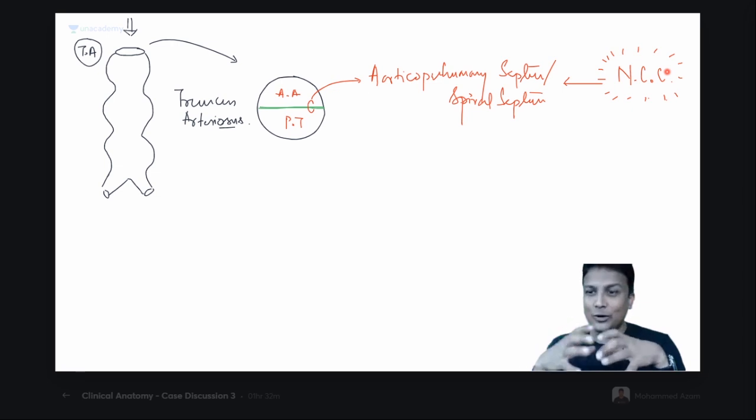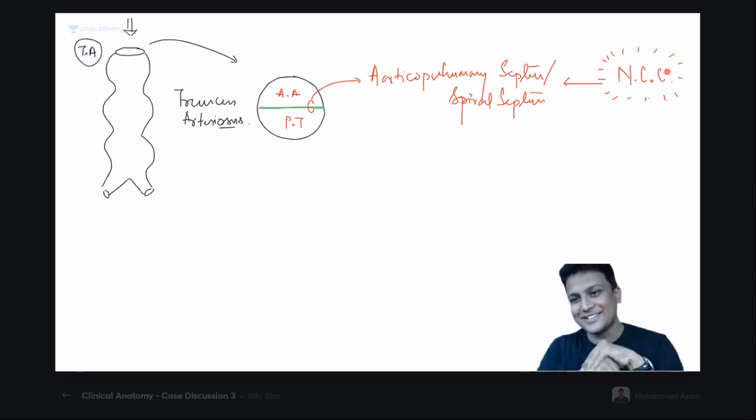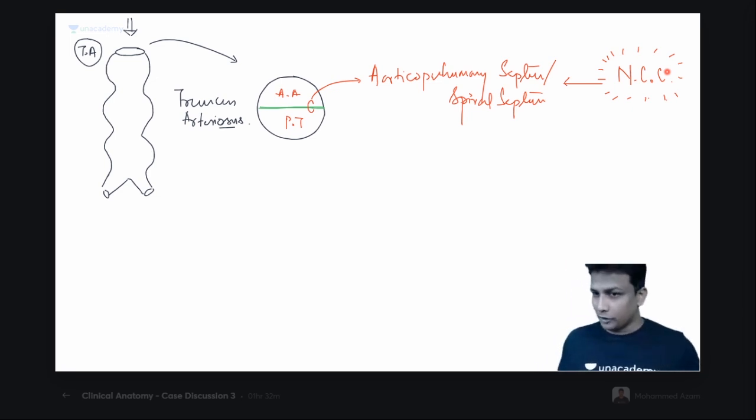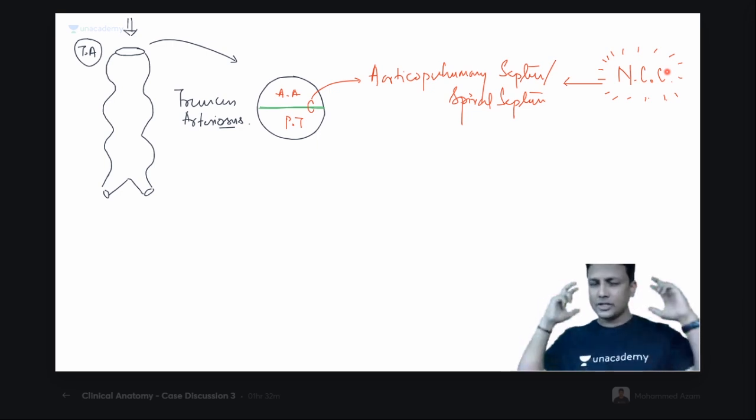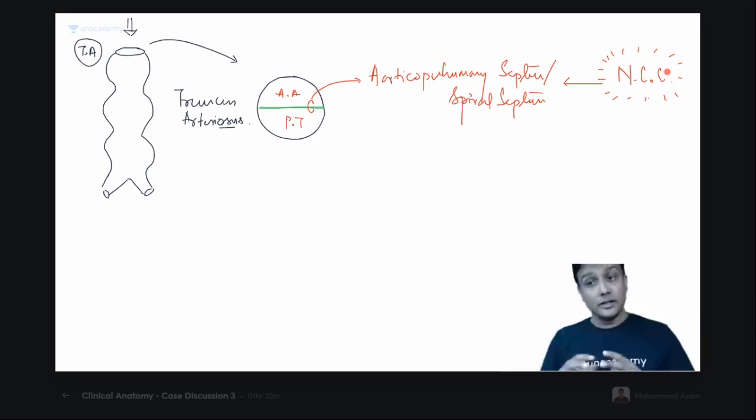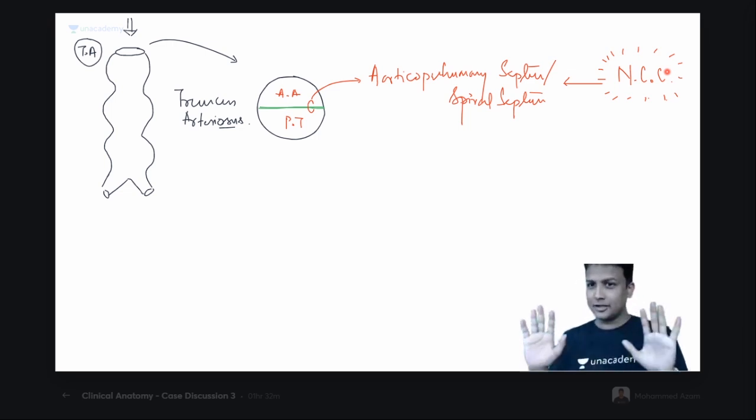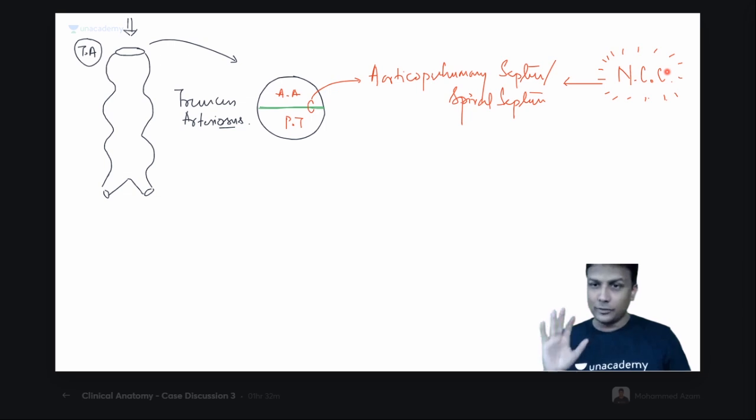Now don't ask me from where the neural crest cells are derived, guys. That is totally a separate topic that we'll learn in the development of the central nervous system. In the neural tube formation, you'll have neural folds, and from there the neural crest cells are derived and they will migrate. That is totally a different story. Take it easy, sir. Don't confuse yourself. So neural crest cells are the ones which are going to form your spiral septum. Done. Clear. It is absolutely clear till here. Are you all clear till here?